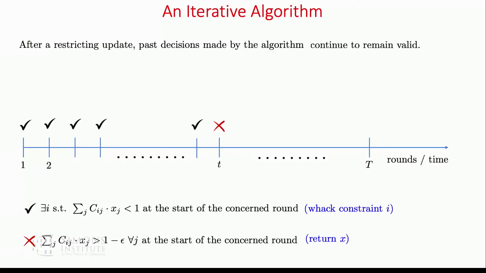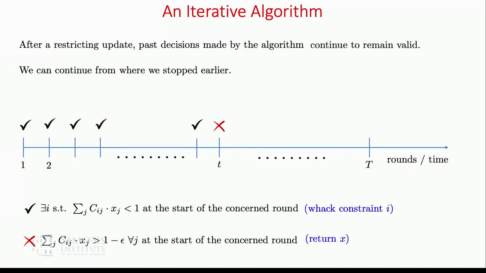And we are currently here. So in the previous round, let's say in this round, what happened? We just identified a violated constraint, we whacked it. That decision is still valid. It's still a valid round for the current input. So all we need to do now is just move forward.